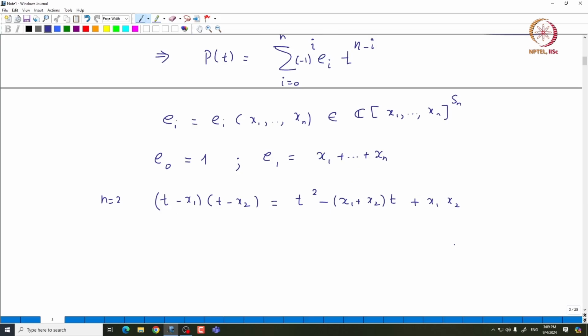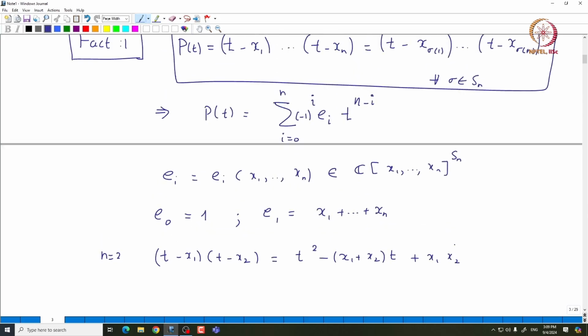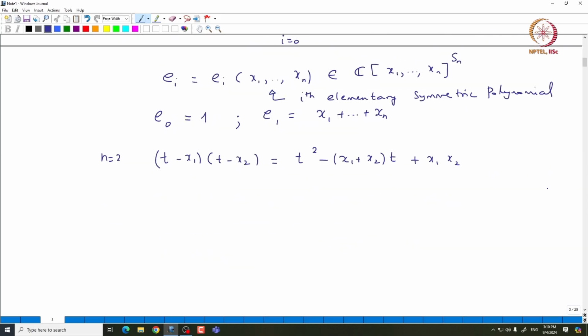Now you can actually write down the ith symmetric polynomial. These E_i are called the ith elementary symmetric polynomial in the variables x1 etcetera xn, and I will leave it to you to write down the expression for E_i. That is not very difficult.